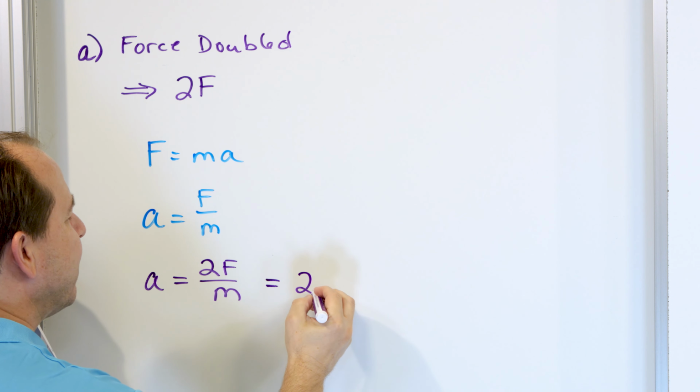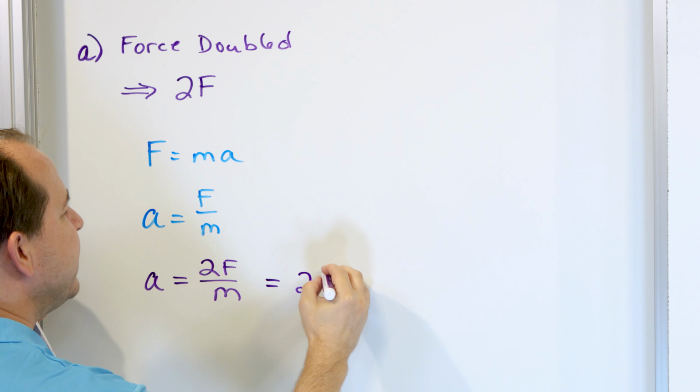I can bring the 2 out here and then keep this fraction as F over m, right? Make sure you understand what I'm doing there. Because this is in the numerator, I can just drop it out in front because this is a fraction 2 over 1, and then you multiply the tops and you multiply the bottom. So of course I can drop it downstairs like this. Now, you see what I've got here.